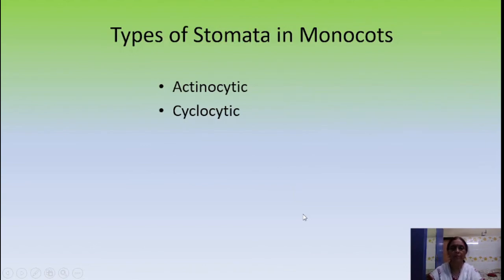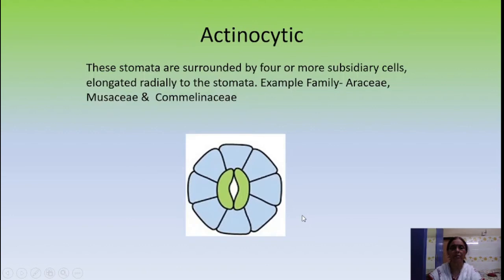There are two types in monocots, actinocytic and cyclocytic. Actinocytic, the subsidiary cells are radially elongated. They are present radially. You will find this type in Araceae, Musaceae and Commelinaceae.